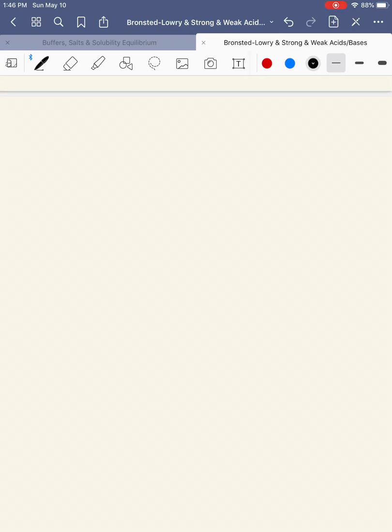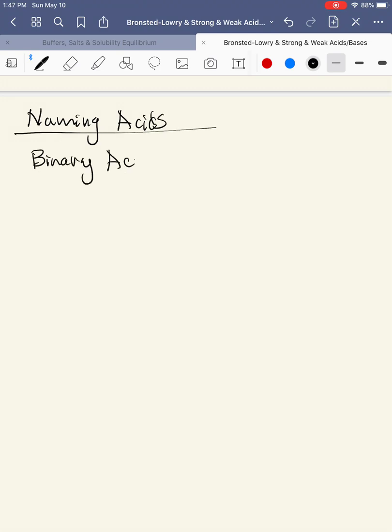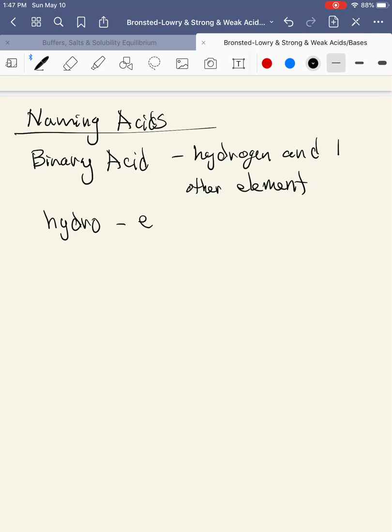All right, I want to talk about one more thing on naming acids. Okay, if we have a binary acid, which is hydrogen and one other element, when we name them, it's just hydro, some form of the element, that's the negative ion, and it ends in ic.